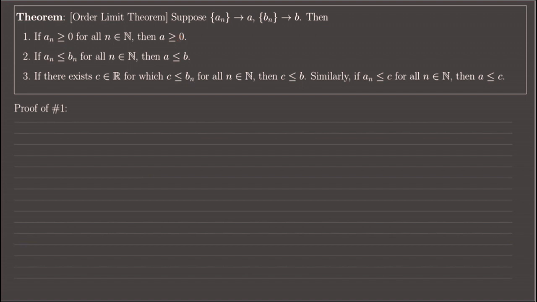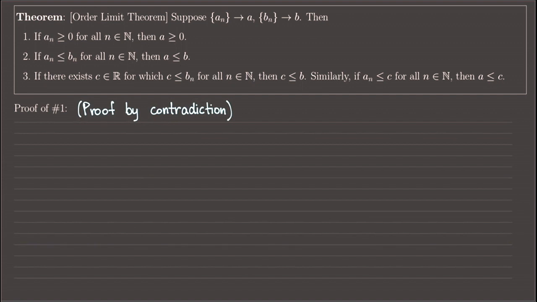These proofs are all very similar, so we're just going to prove the first one. This is easiest with a proof by contradiction. A proof by contradiction takes P and not Q and shows that it is absurd. So P here is the hypothesis that all of the terms of our sequence are non-negative. Not Q would be the opposite of the conclusion, so we're going to assume a is strictly less than 0. That will be our assumption.